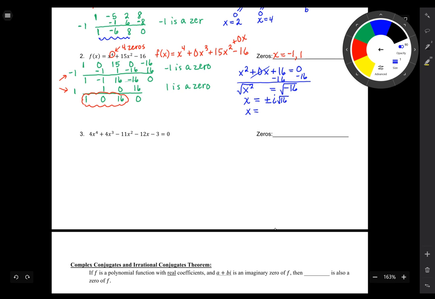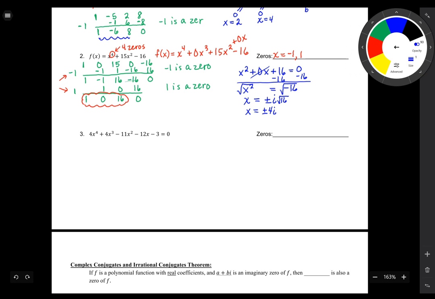And so x equals plus or minus, the square root of 16 is 4, but you have the i, and there you go. So you have plus or minus 4i, so a positive 4i and a negative 4i. And there's your remaining two solutions. So in example number 2, we had 2 real solutions and 2 imaginary solutions, but we still have a total of 4 zeros. Okay, let's do our last one on this page.